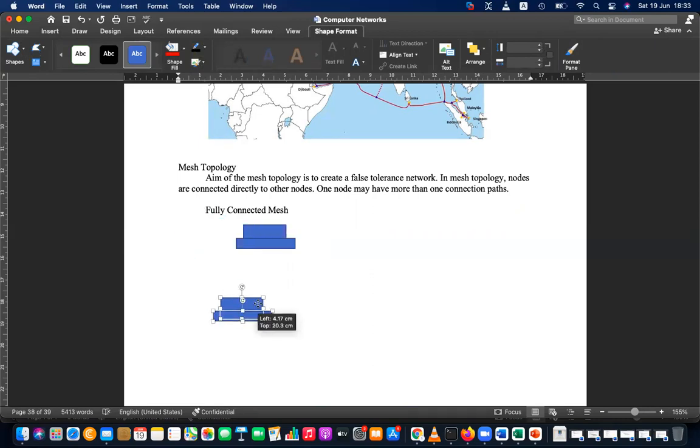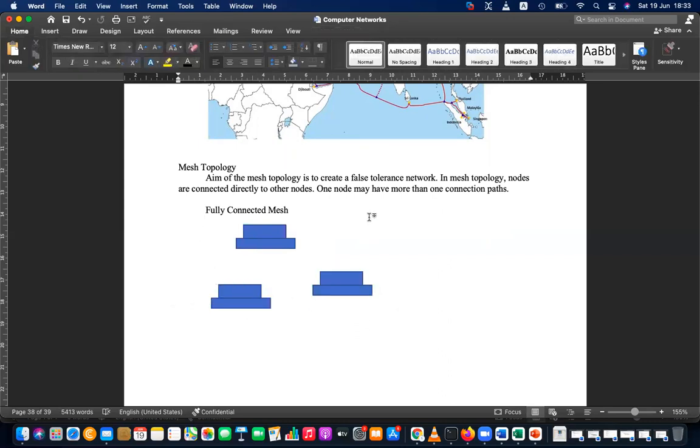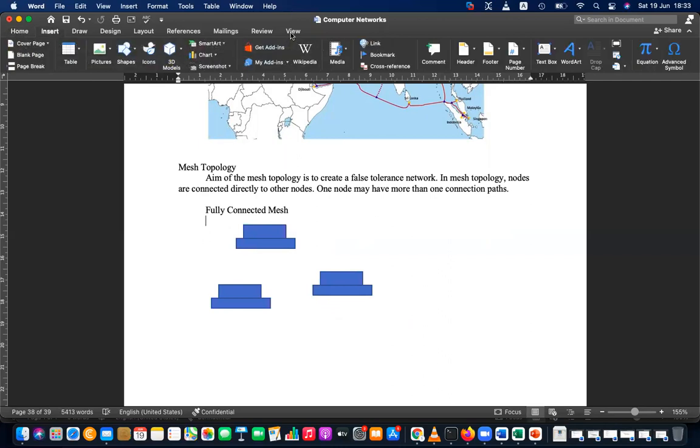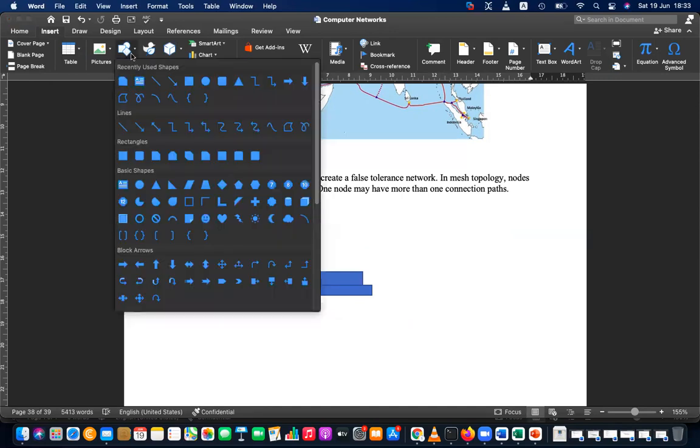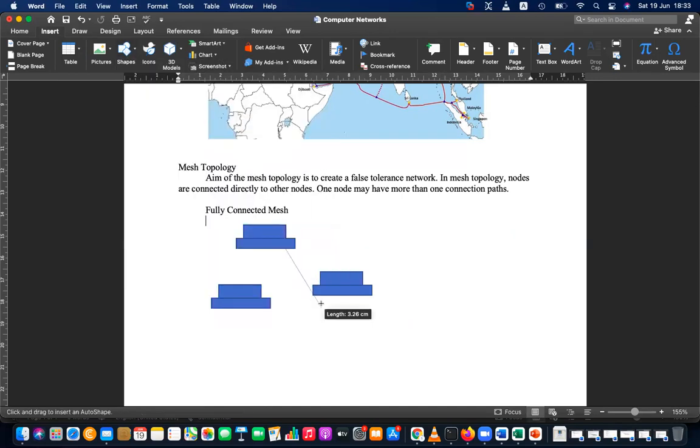If you have 3 nodes, how many cables do you need to connect each node to each other node? How many cables? I'll ask Satira. How many cables do you need to connect each computer to each other computer? 3. Yes, you need 3. Correct. In the fully connected mesh, you need 3 cables to connect.